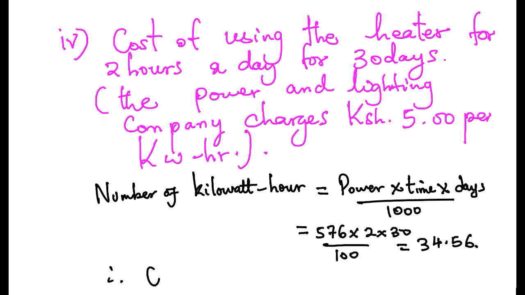Therefore, the cost is 34.56 multiplied by 5, which is equal to 172.80 in shillings. So this is Kenya shillings 172.80.